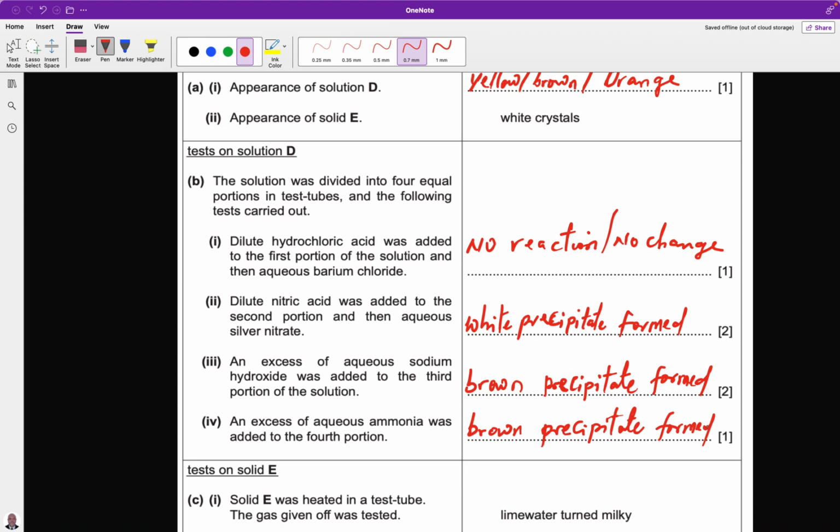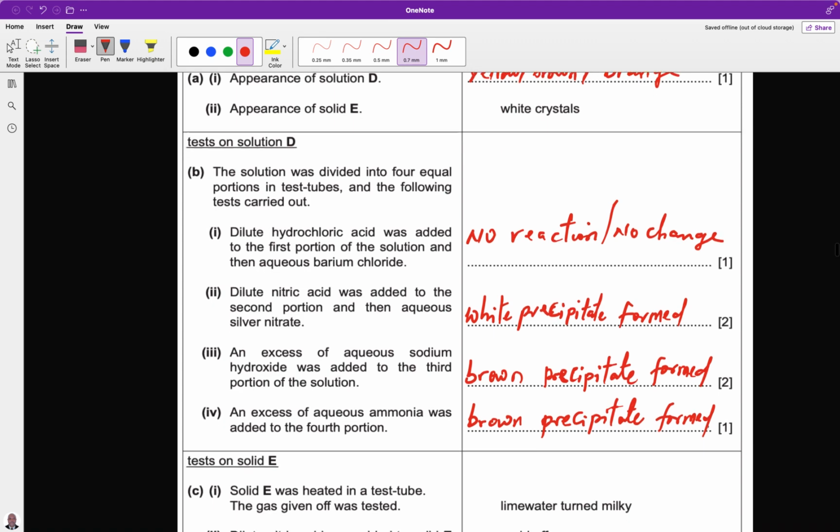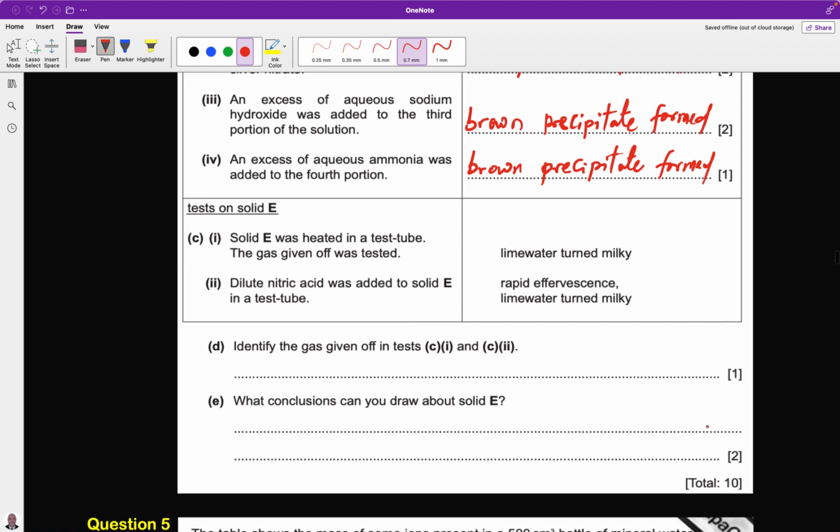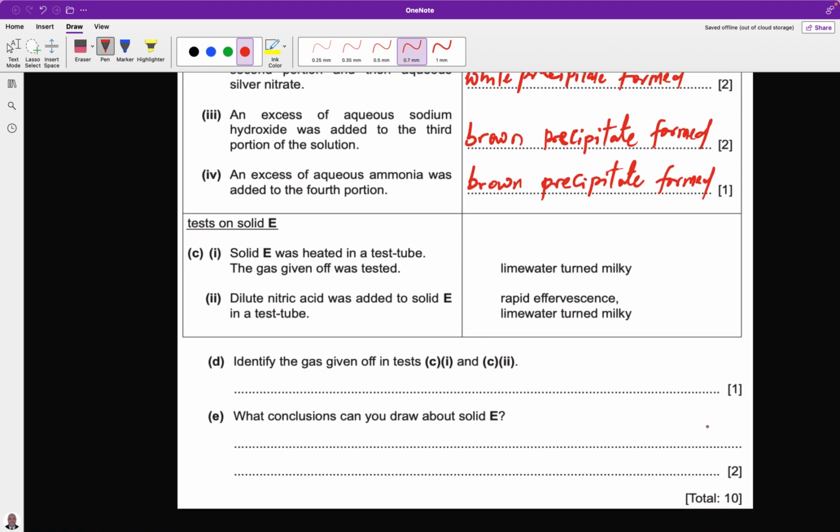Now we want to look at the solid. There were two salts: one was a solution and the other one was a solid, E. Tests on solid E.